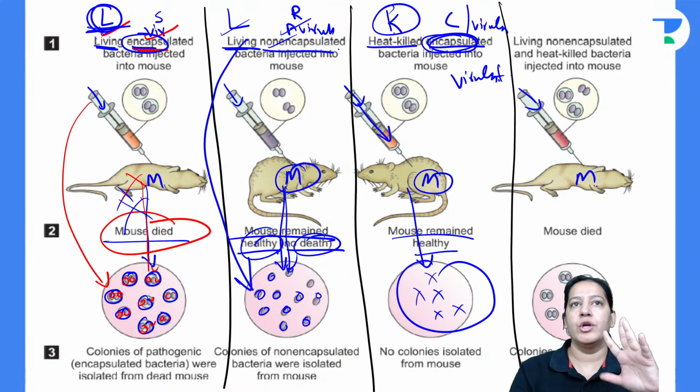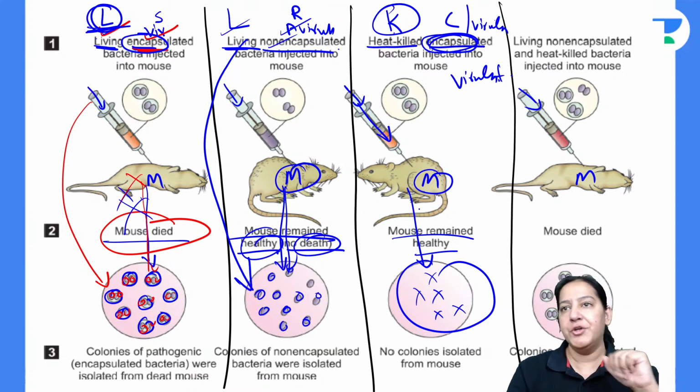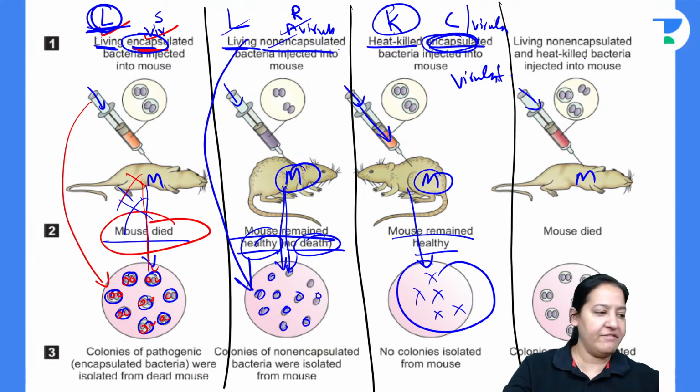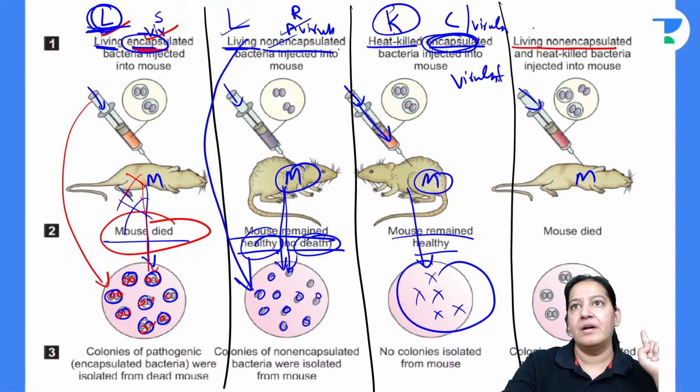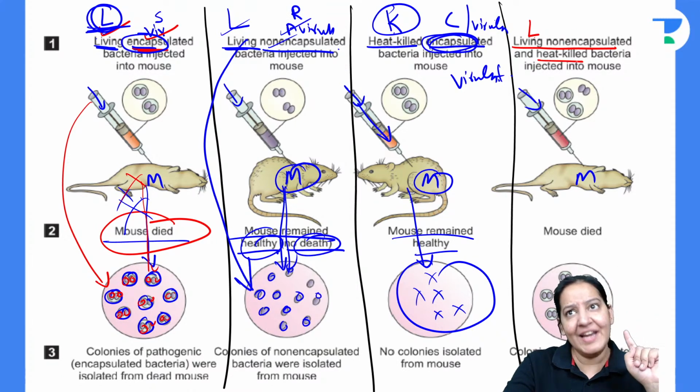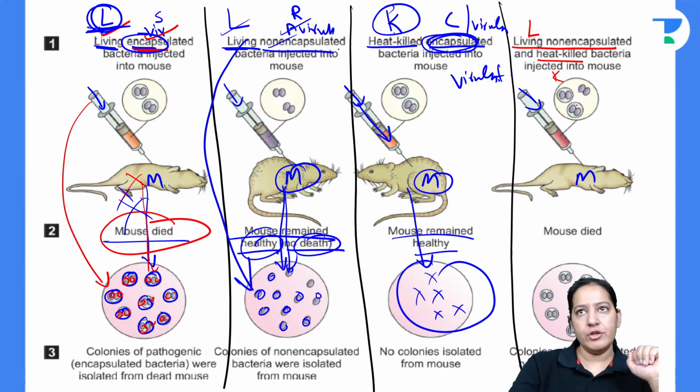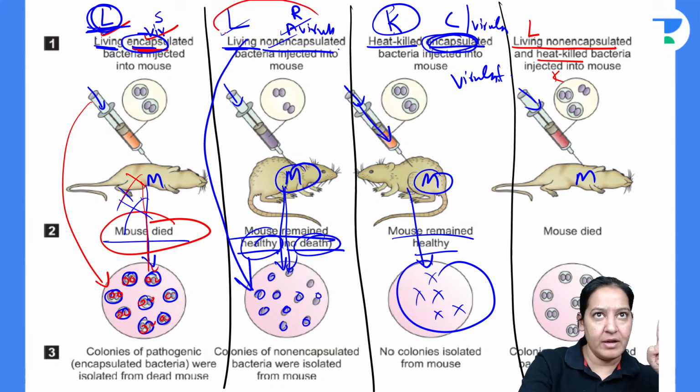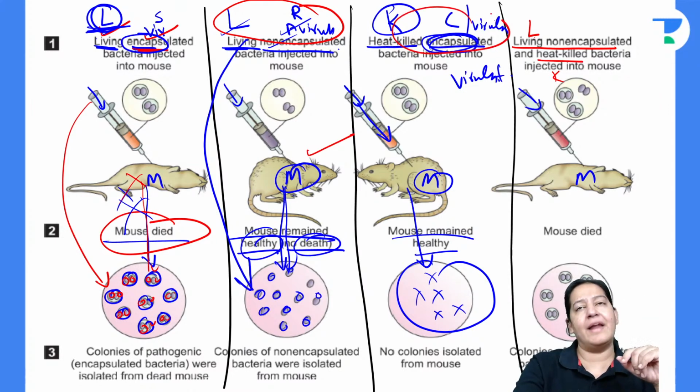Now in the fourth, you are combining the second and third. You are giving two things inside it. Number one, you are giving live non-capsulated, and killed capsulated one. So what should happen according to you? According to you, if we give only live non-capsulated, the mouse is healthy, and if we give only killed capsulated, again the mouse is healthy.